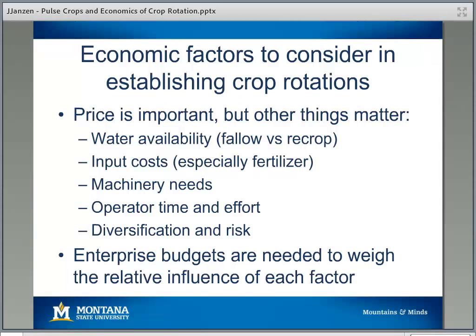Including pulses in rotation is going to change our input costs, and especially fertilizer cost is going to be one of the things that we're considering, right? One of the key benefits of pulse crops in rotation is that they fix their own nitrogen, they're legume crops. And so our fertilizer requirements for pulse crops are substantially lower than for non-legume crops like wheat. It's going to affect our machinery needs, and thus the machinery costs, the costs that we can attribute to our machinery usage in a given year. We'll talk about how to estimate those.